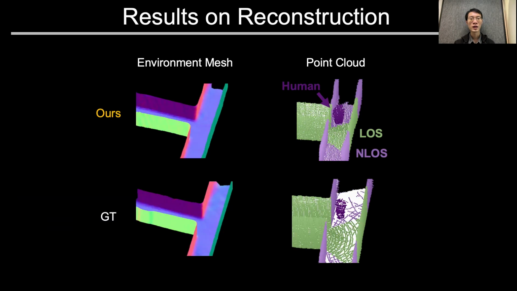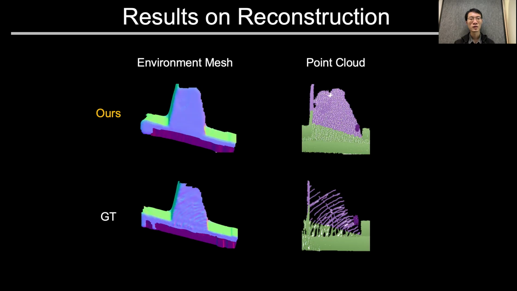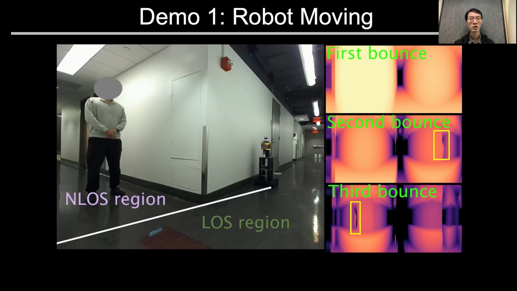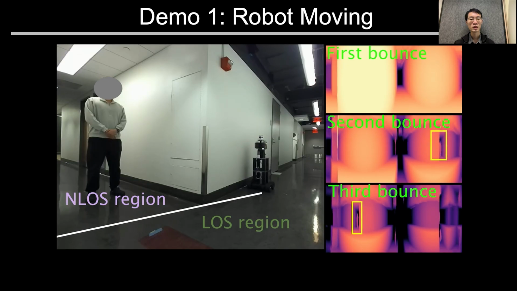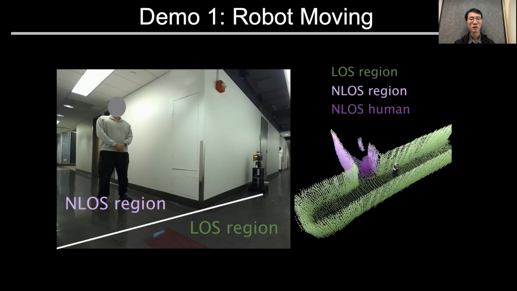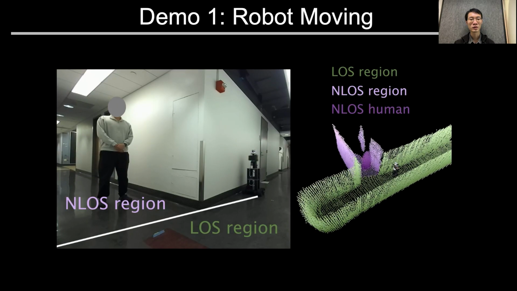Here we present the final scene reconstruction results with both mesh and point cloud, where hidden structures and humans are clearly recovered. This is another example. Here is a video of a static human and a moving robot. We show the multi-return imaging result. And this is the final reconstruction result.